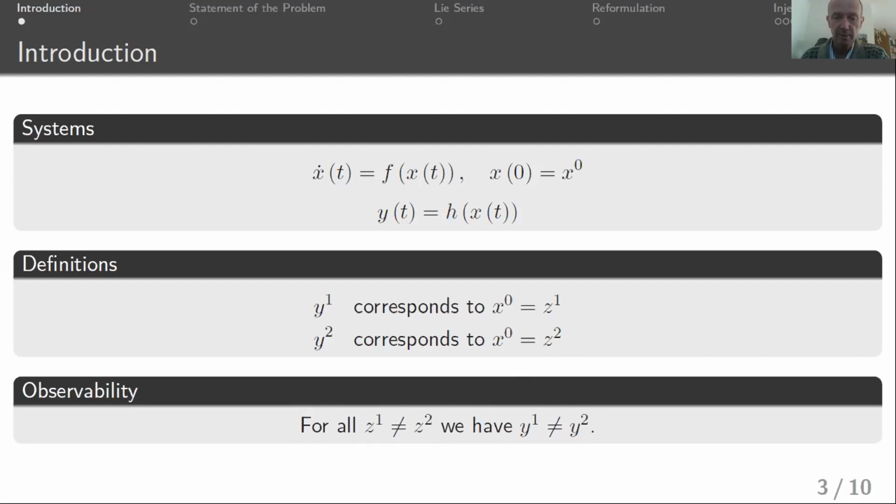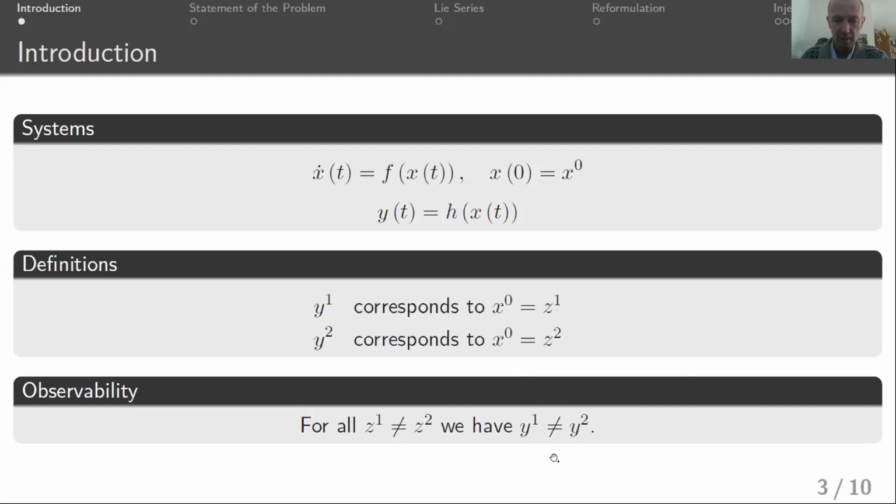This condition has been stated already by Hermann and Krener at the beginning of the 70s for nonlinear systems, and for linear systems, it has already been done by, I think, Kalman and Bucy in 59 or 1960 in their seminal papers on the Kalman-Bucy filter. And this is the thing we are after.